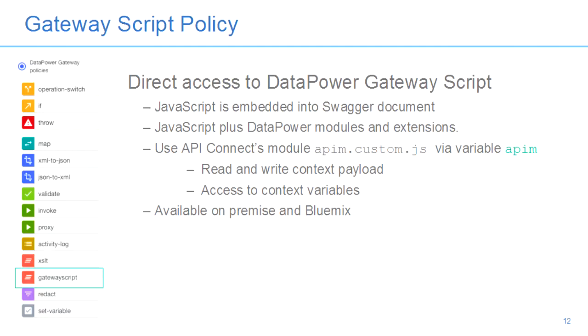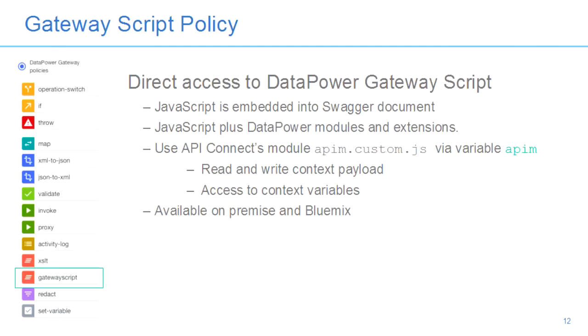Fantastic. So, moving to the new policies that we have introduced into this release. As I mentioned, you're going to see a lot more focus on gateway scripts internally and externally. One of our first class policies that we're adding this release is the gateway script policy. It allows you direct access to gateway script in DataPower.